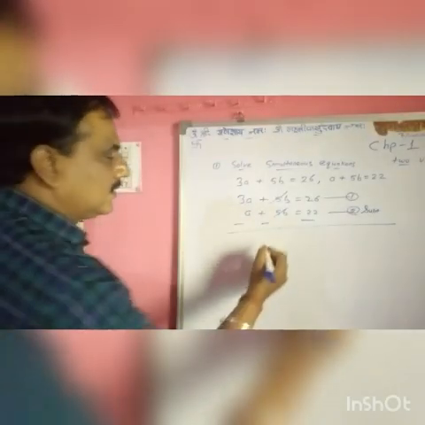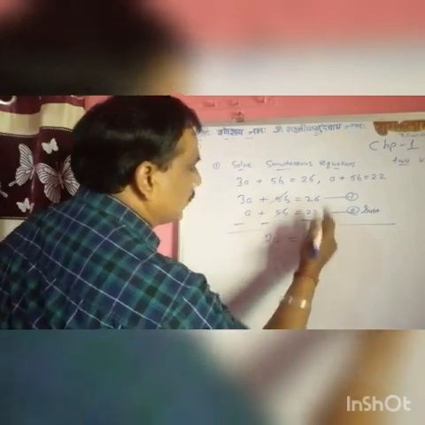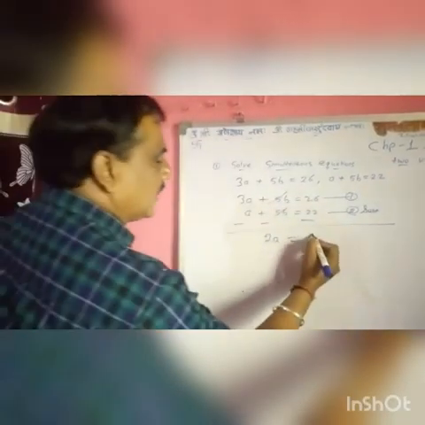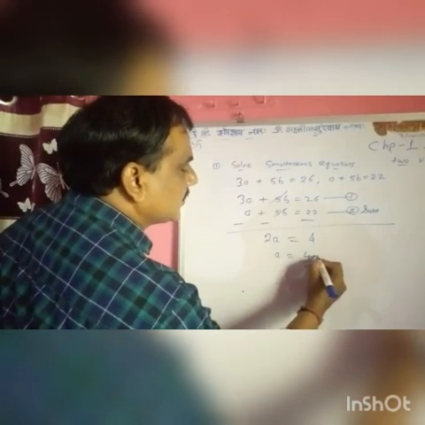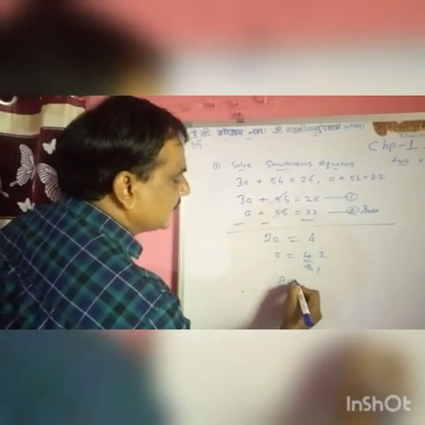3 minus 1 that is equal to 2a. 26 minus 22 that is equal to 4. a is equal to 4 upon 2. 2 ones are 2, 2 twos are 4. a is equal to 2.